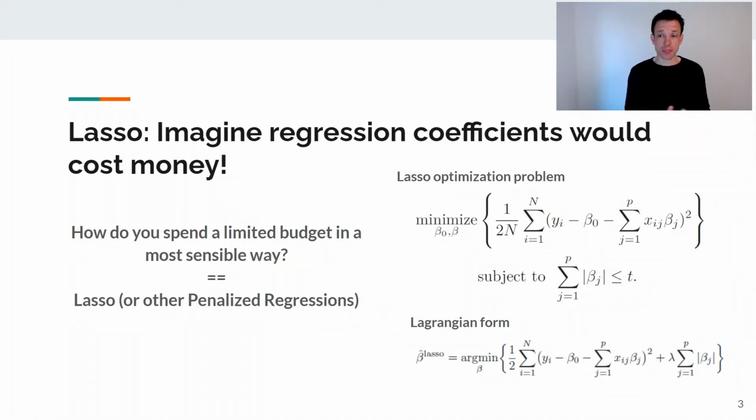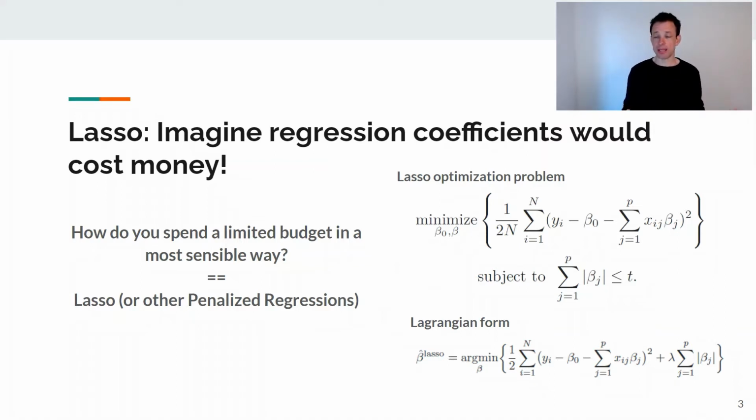Okay, to start, let's look at what this LASSO thing is about that we want to consider today. And before we look into the formulas, which look more complicated than they actually are, let's try to understand LASSO from a very intuitive perspective. And for this, I would like to ask you to imagine that the regression coefficients, the OLS regression coefficients that you have used so far, would cost money. And as typical, if something costs money, you're facing the problem that you need to decide how to spend a limited budget in the most sensible way.